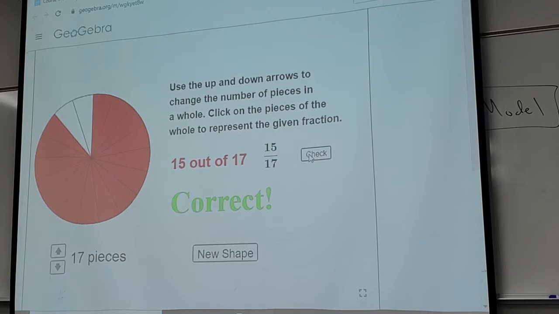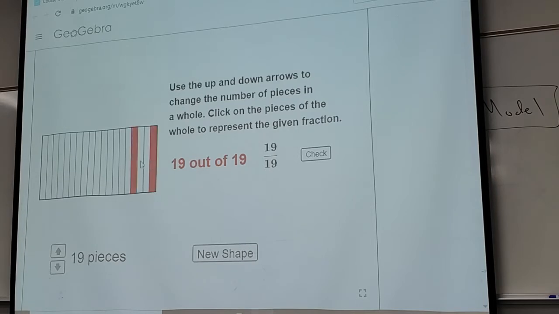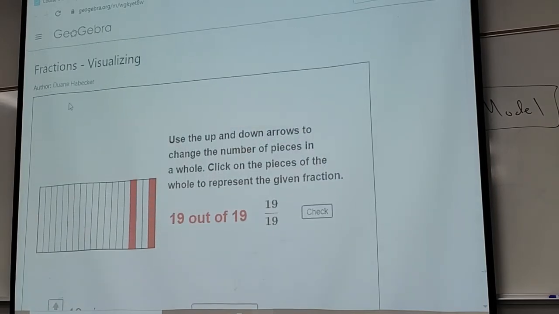Now, the region model, if I do a new shape, it might give me another circle. Let's see what it does. Nope. So now I want 19 out of 19. Got it. Now this is exciting. I wish I could just slide it through. Screw it. We all get the idea. Why 19 out of 19? Why would you do that to me?